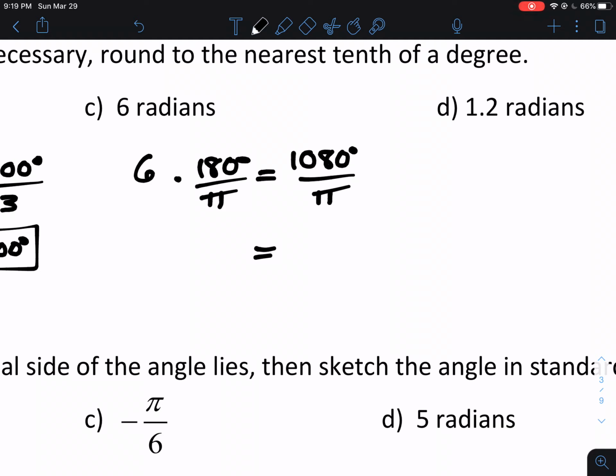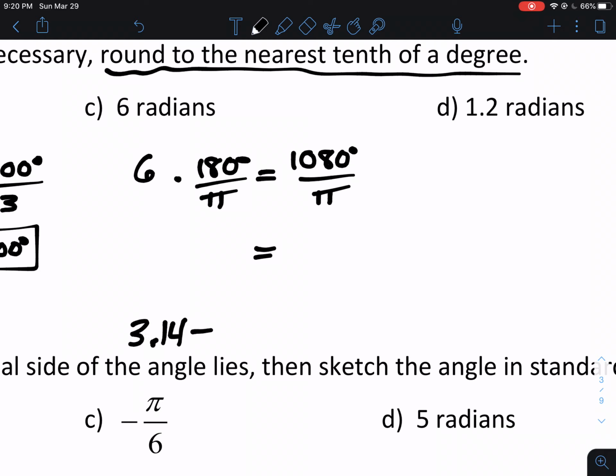And then to simplify that, now is where the part where it says round to the nearest tenth of a degree comes in. Here's where you need to be very careful. You need to use the pi button on your calculator or online, but do not type in 1080 divided by 3.14.